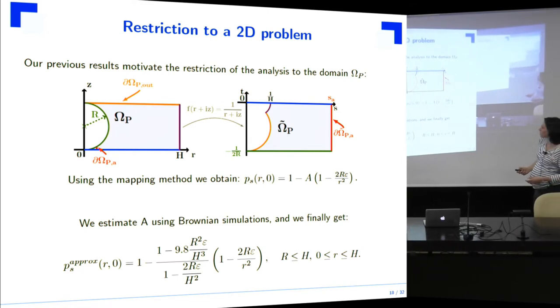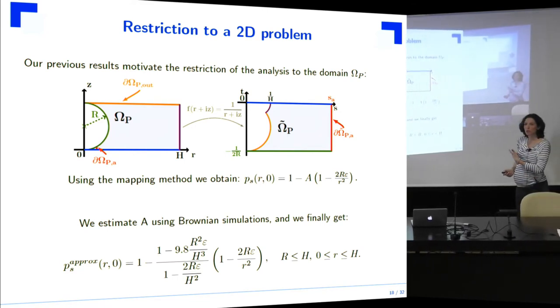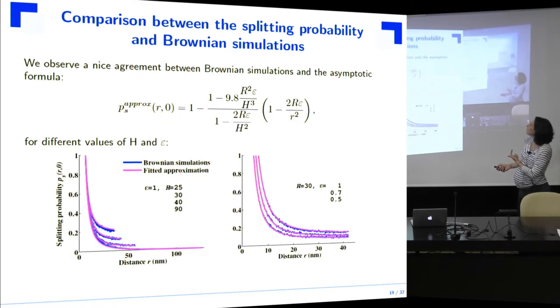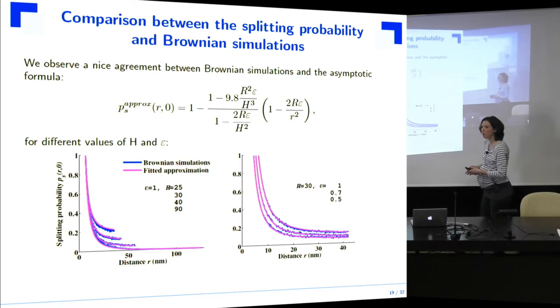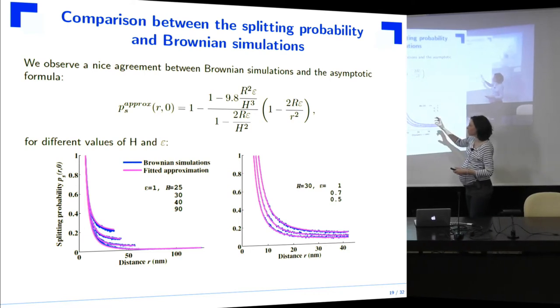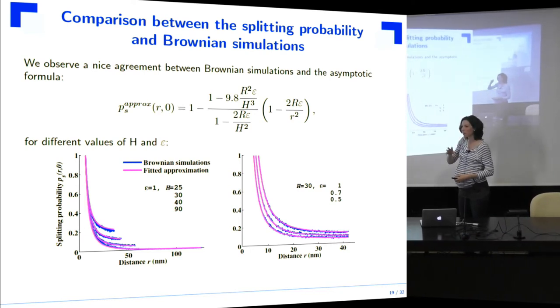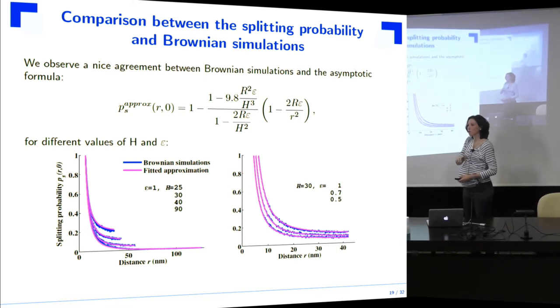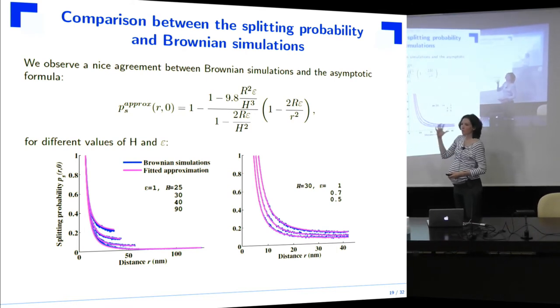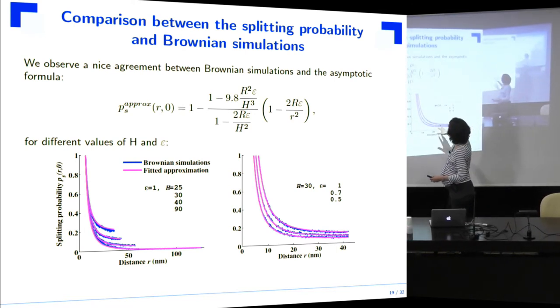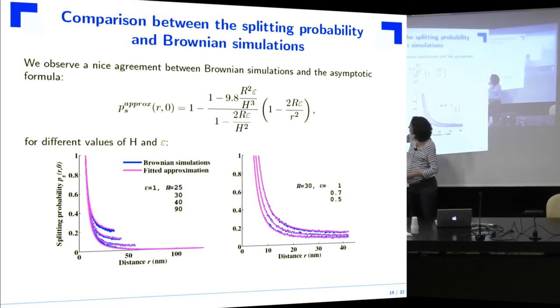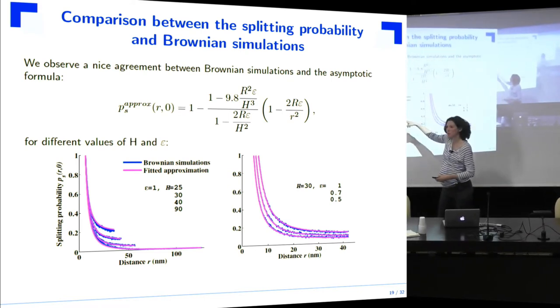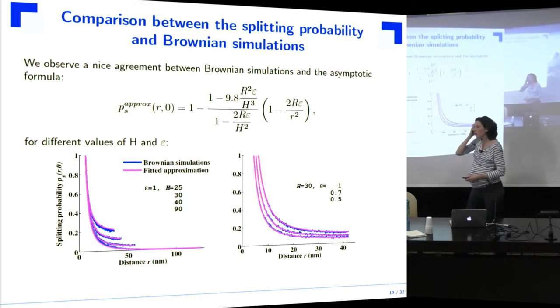Then you probably want to see how good this is compared to reality, right? So I did Brownian simulations, and actually I was pretty happy to say that what's important is really the behavior at the boundary layer, and this I could capture, so all the stuff around didn't play a major role. So here you see the Brownian simulations in blue and the fitted approximation in magenta.